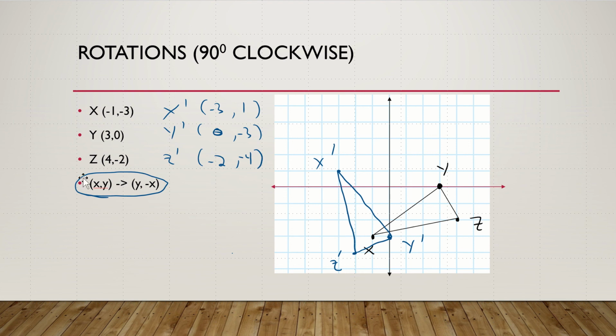So you have to use this map right here. When I ask you to do a 90 degree clockwise rotation, just write down the new coordinate points using this map. Okay, so that's the first type of rotation. There's actually 3 types that we're going to go over.